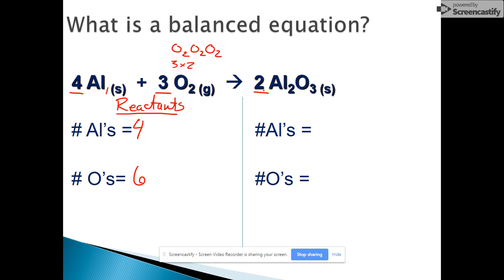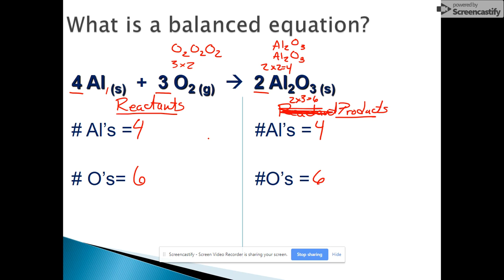Aluminum's coefficient is 2, in Al2O3. So Al2 with the big 2 in front of it means we have 1, 2, which is 2 plus 2 is 4, or 2 times 2 equals 4. And then O3, 3 plus 3 is 6, or 2 times 3 gives us 6 oxygens. And this is the product side. Sorry, not reactants. This is the product side. My bad.